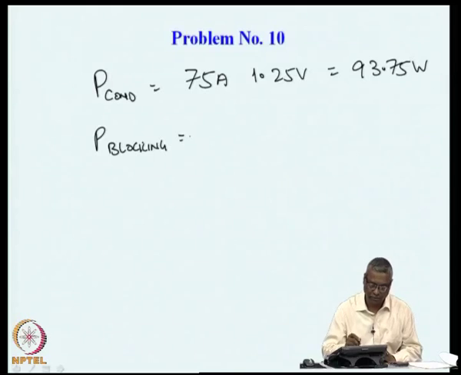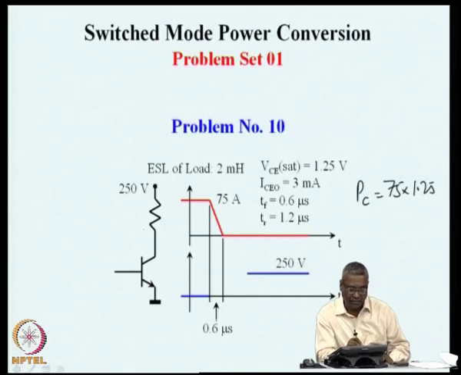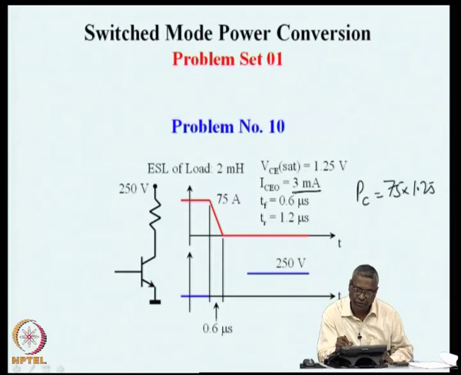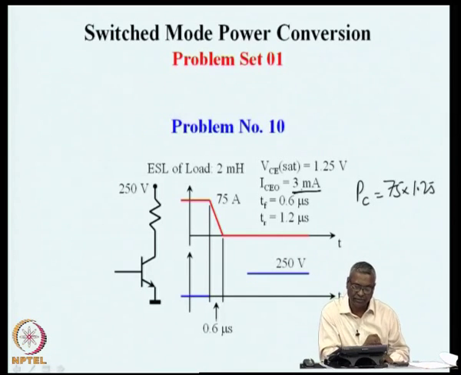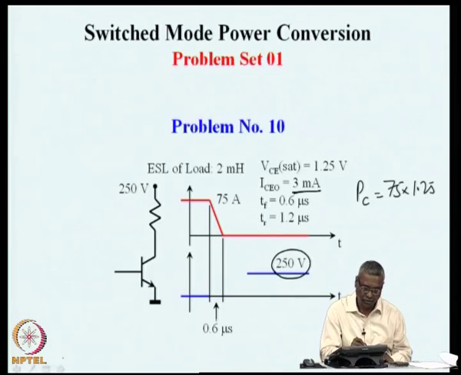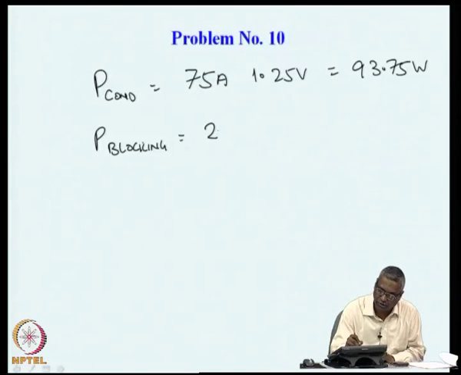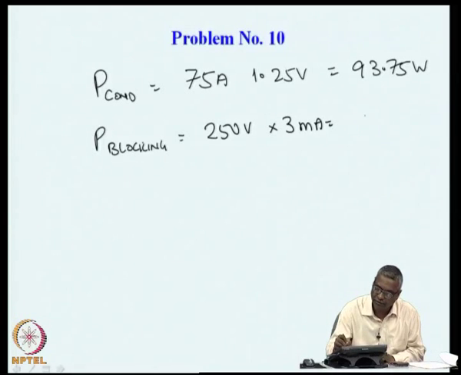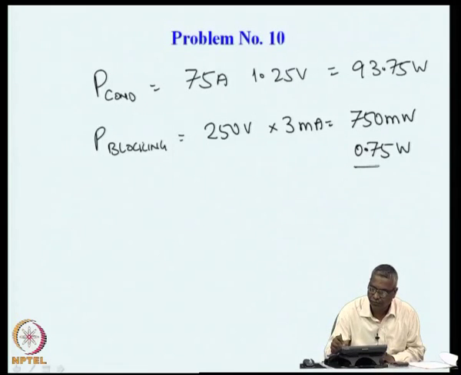Blocking loss is when the device is off, there is a leakage current of 3 milliamperes. So, what you see here, leakage current of 3 milliamperes, and the device is blocking 250 volts. So, we can say that blocking loss is 250 volt into 3 milliamperes, which is 750 milliwatt or 0.75 watts.